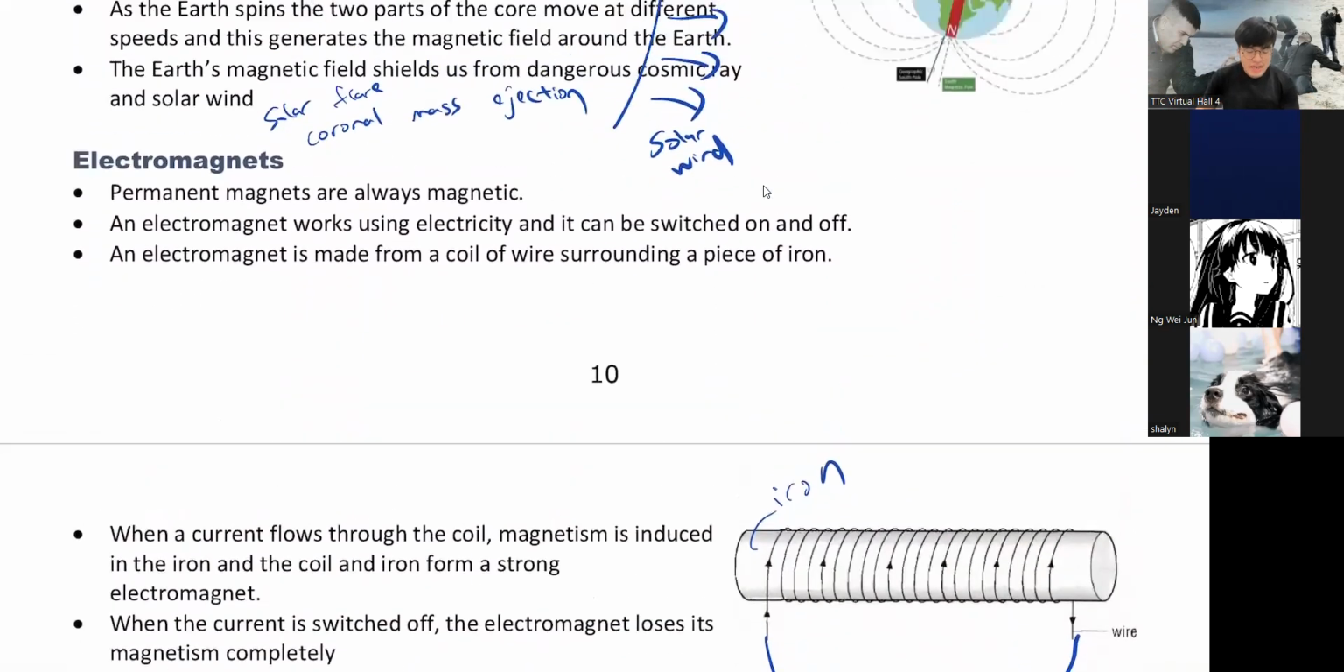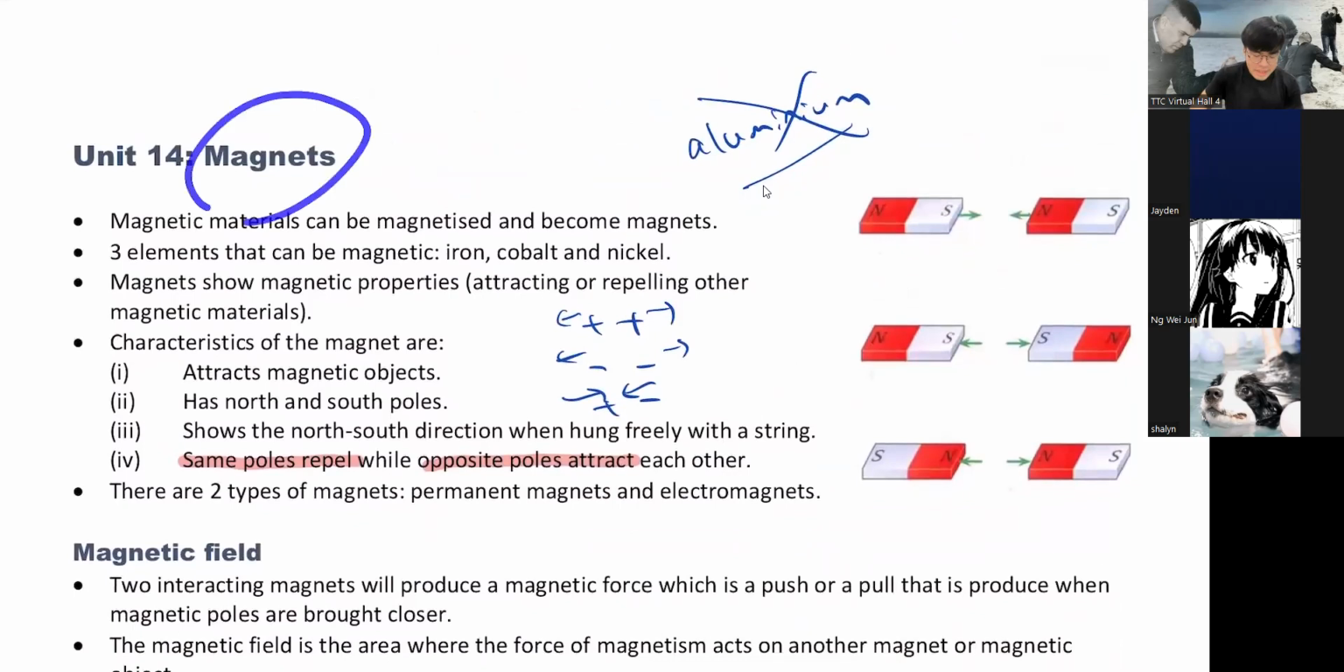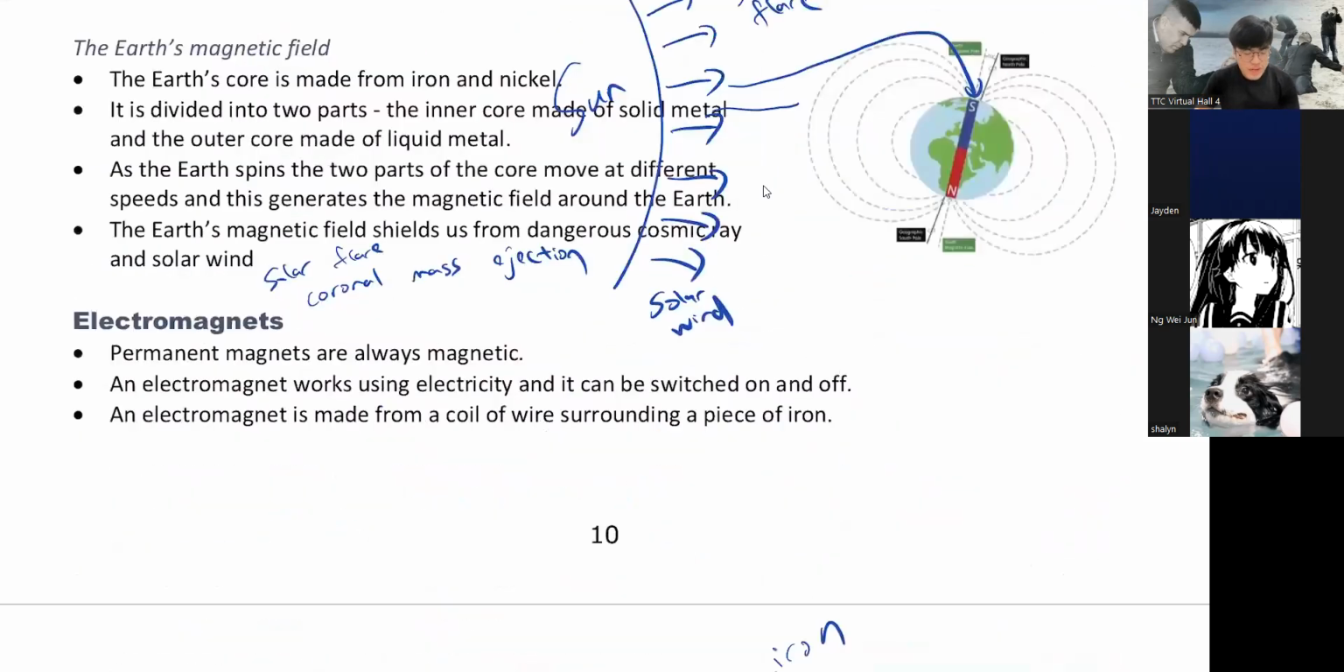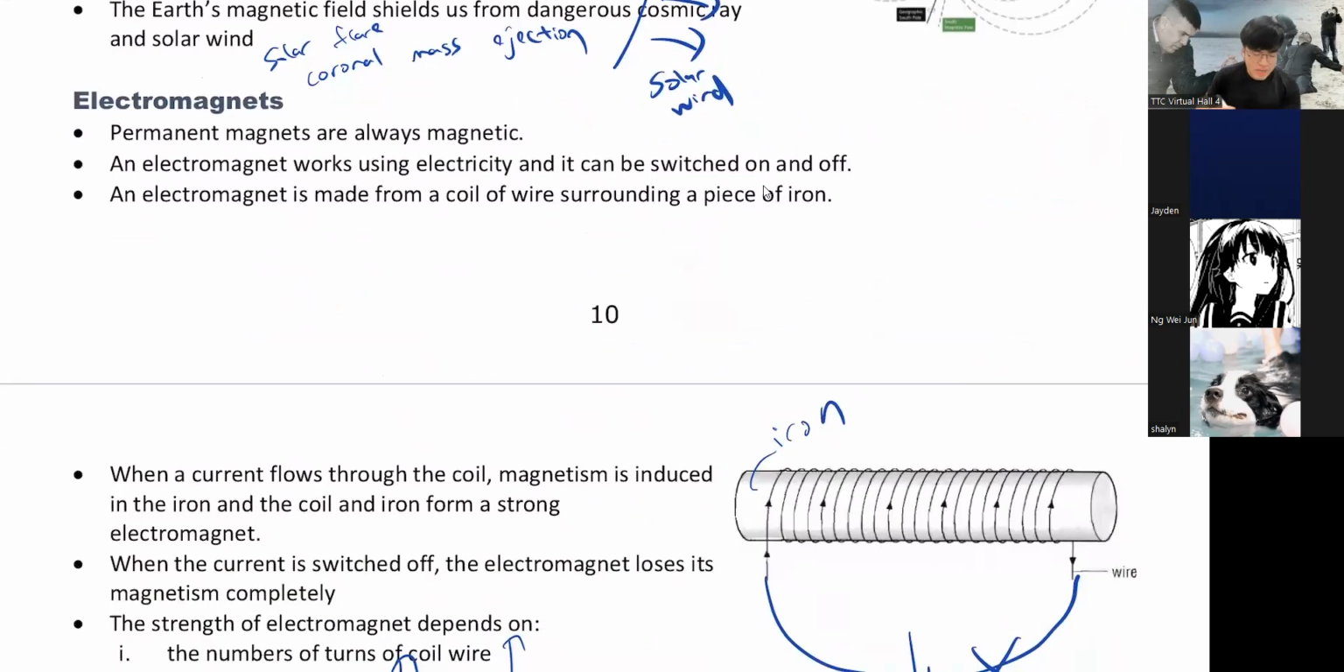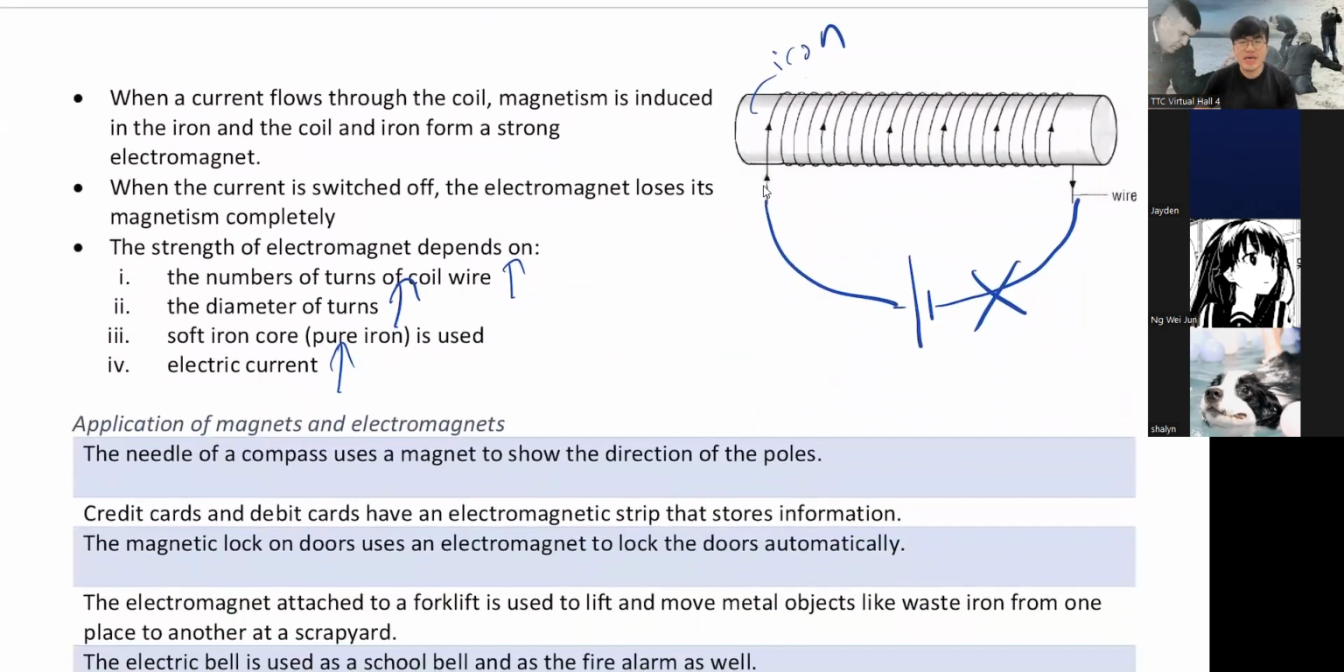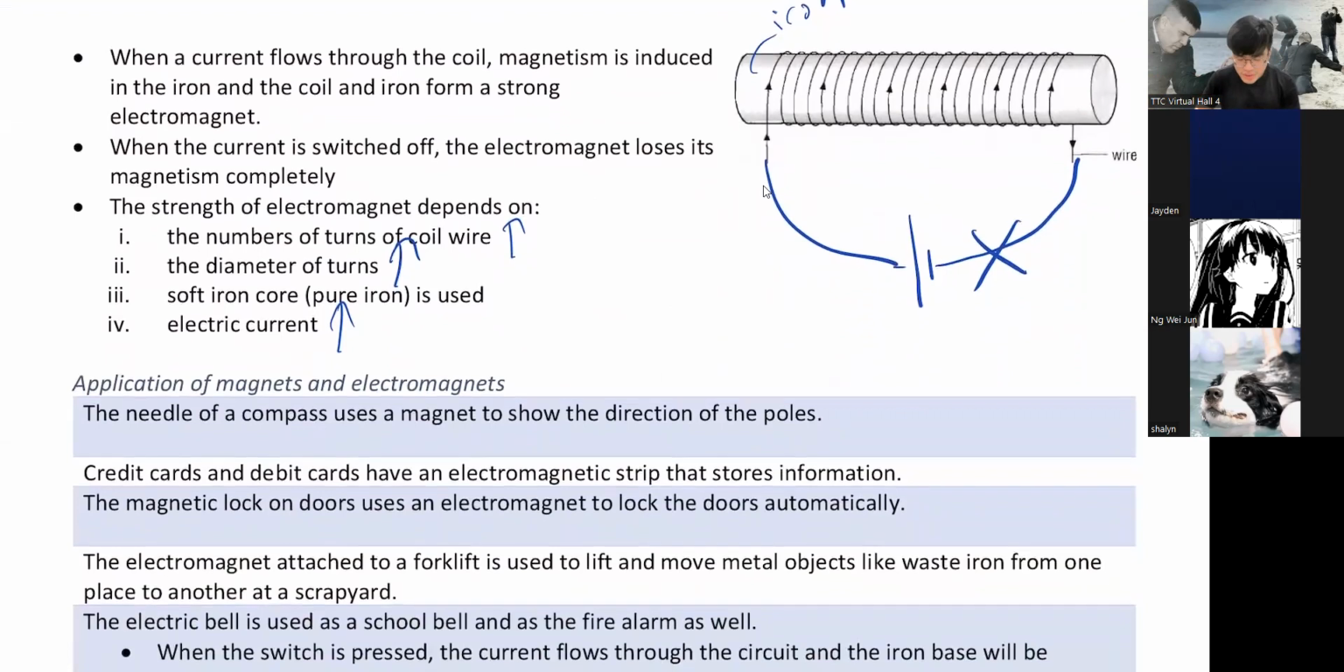And of course, our magnet, you cannot switch this off. They are forever on. So if you want a magnet that can be switched on or off, we call it an electromagnet. When you switch it on, it becomes a magnet. When you switch it off, it loses its magnetism. This is a very useful thing, because we choose when to switch it off and when to switch it on. So how do you make this magnet stronger? You can increase the number of turns, increase the diameter to make the circle bigger, use pure iron, and use a stronger electric current.